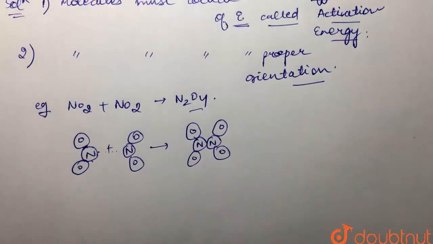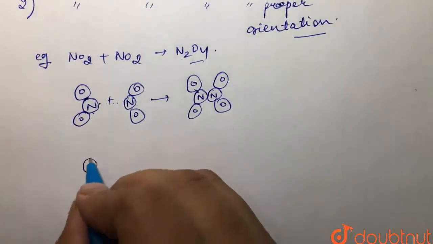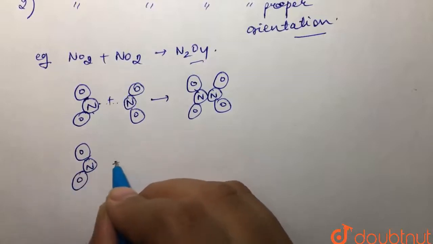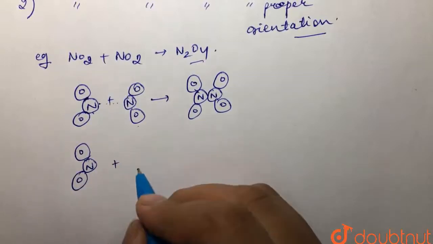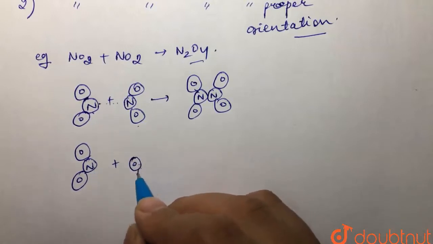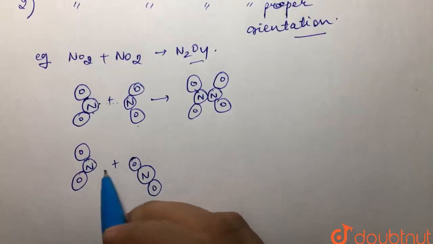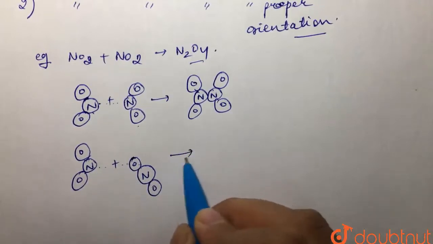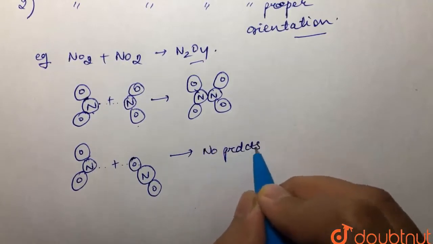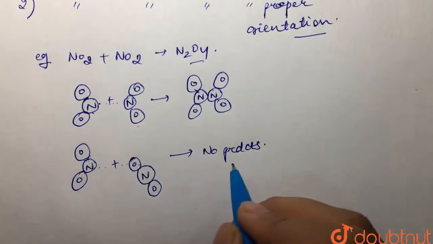If, for example, we keep this molecule's orientation the same, but the orientation of the other molecule is different, with oxygen in front of nitrogen, then nitrogen, and then oxygen, they will collide but would not form any product. No products would be formed because the orientation is not correct and proper. So this orientation won't result in a product.